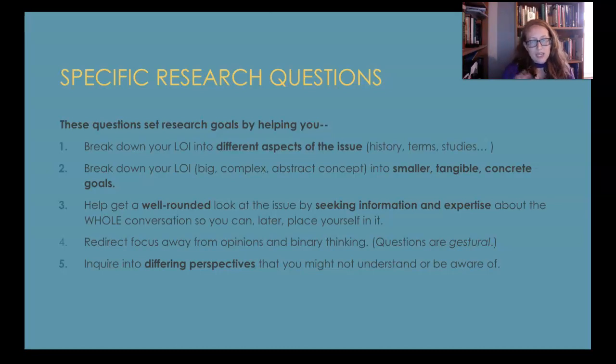It also is going to help you inquire into different perspectives you might not be aware of. Don't just assume that you already know what the perspectives are. You have to go seeking for those to make sure that you're getting at everything that's there.